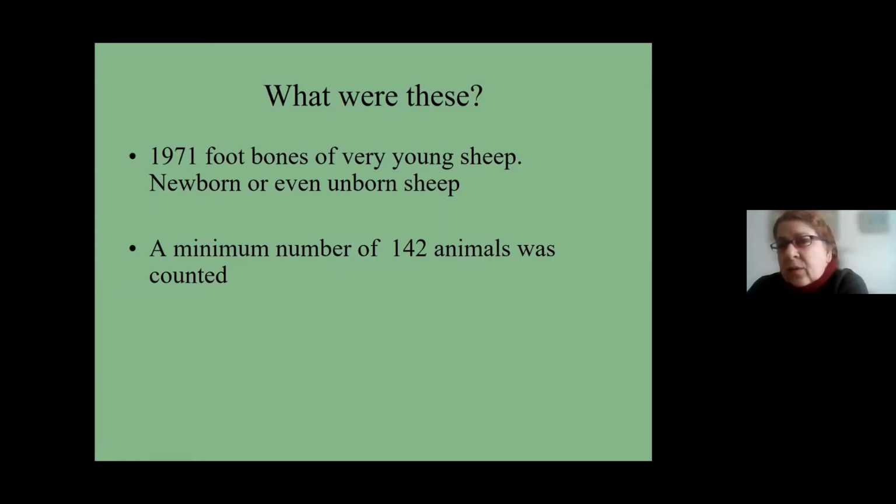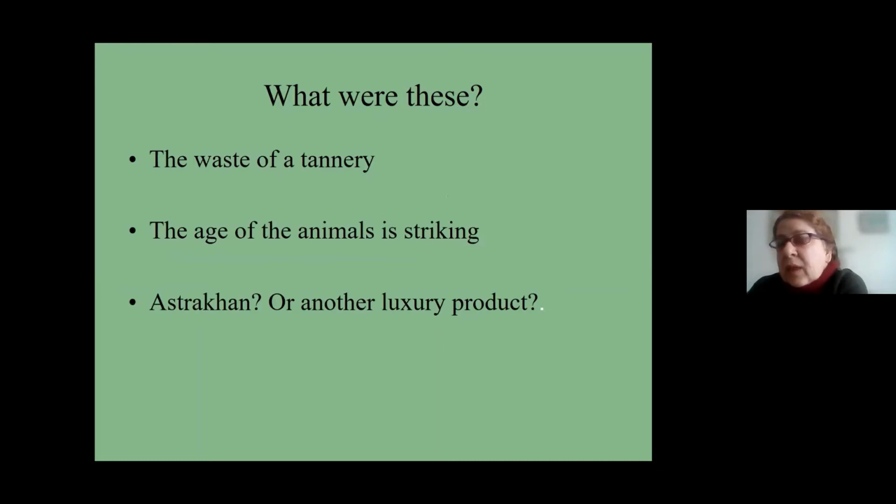For this you could say this is a very specific, typical signature of a tannery, a place where leather is prepared. But the age of the animals is striking, that they were killed so young or died so young, which pointed out to me that I may have there a tannery specialized in processing a luxury product such as Astrakhan.